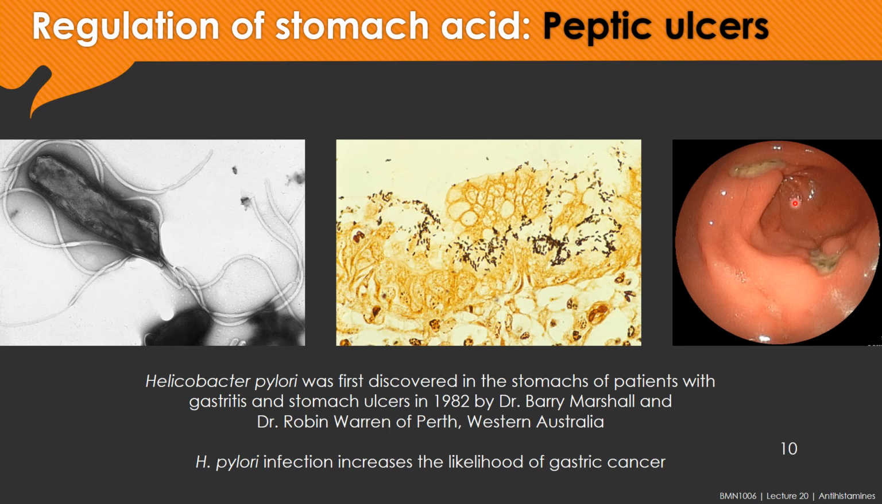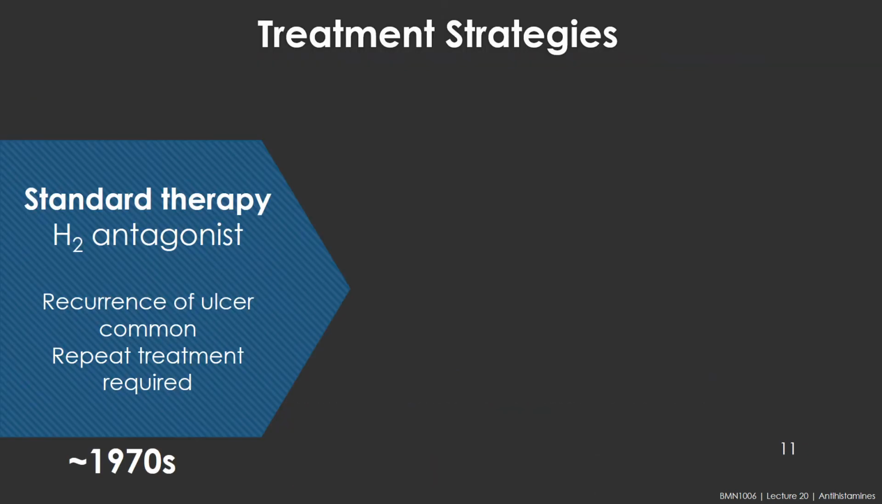And according to much research, H. pylori infection can also increase your chance of getting gastric cancer. So how do we cure or treat H. pylori infection? Well, the first strategy was developed in the 1970s by using the H2 histamine antagonist. This treatment reduces gastric acid production, but it does not kill any bacteria at all. As expected, you will need many rounds of treatment and the disease is never cured.